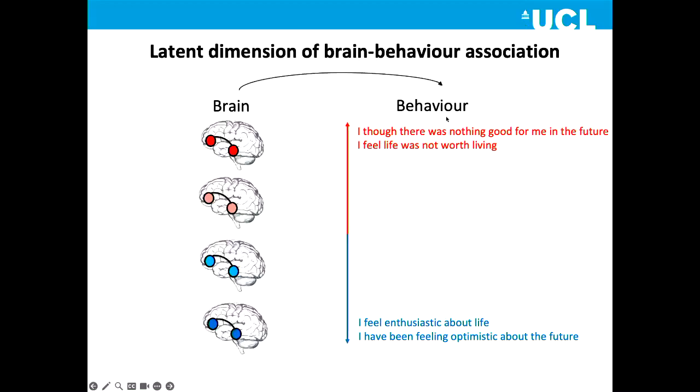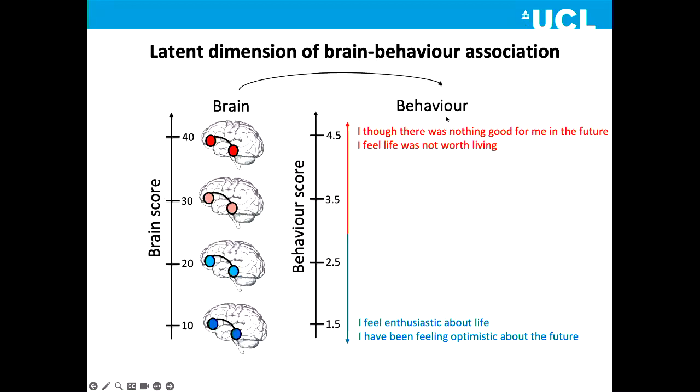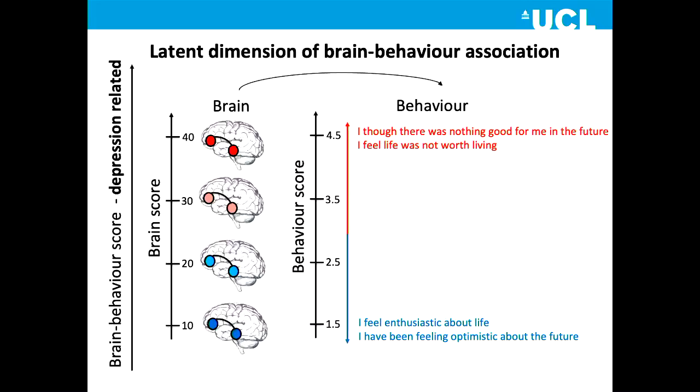Once we find this, we can compute the scores for each subject in our sample that show us how much they are expressing this association, and we can average these scores since they are correlated by construction, and we create a brain behavior latent dimension that has scores for each subject. And we can find more than one.